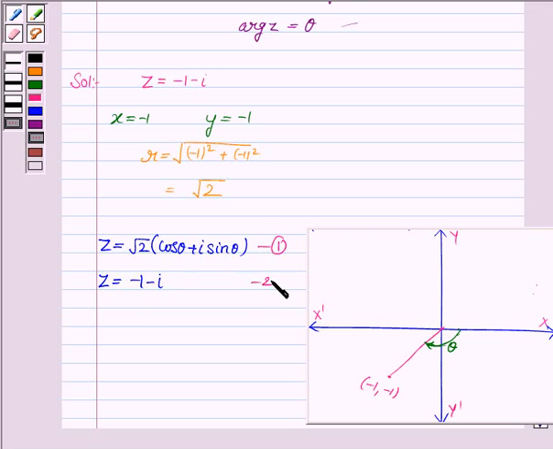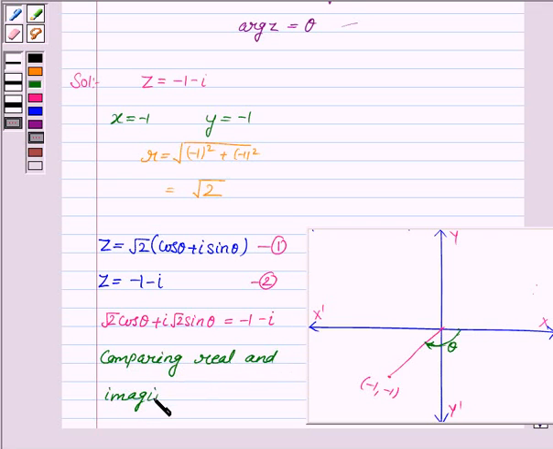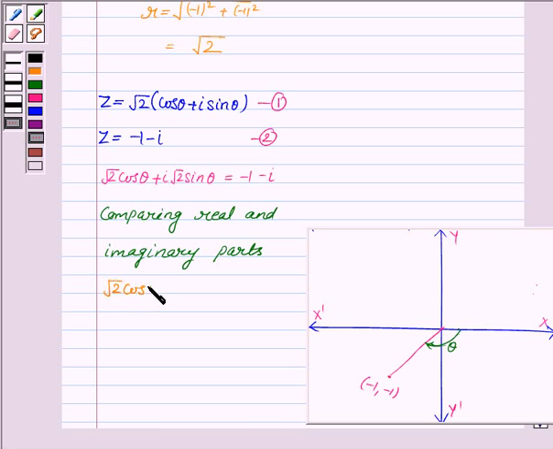Let's call this as 1 and this as 2. Now, since LHS of both the equations are same, therefore RHS are also same. So, we have root 2 cos theta plus iota root 2 sin theta is equal to minus 1 minus iota. Now, comparing real and imaginary parts, we get root 2 cos theta is equal to minus 1 and root 2 sin theta is equal to minus 1. This implies that cos theta is equal to minus 1 by root 2, and this implies that sin theta is equal to minus 1 by root 2.